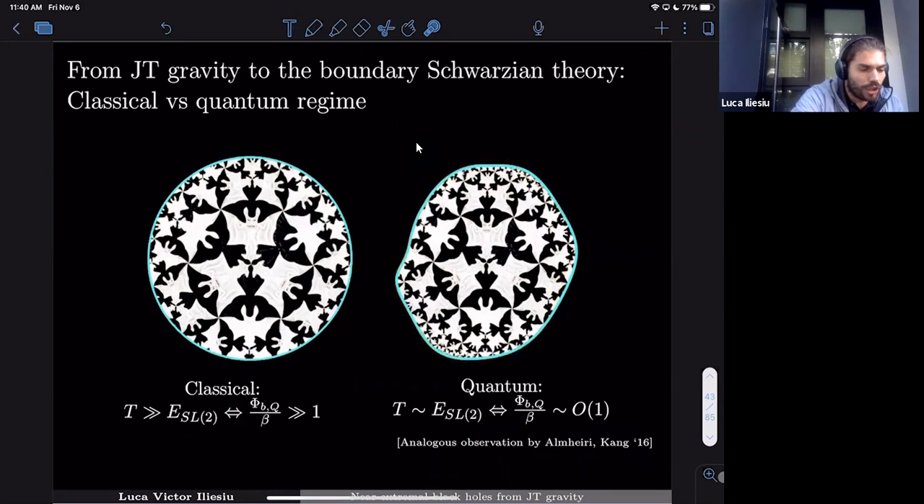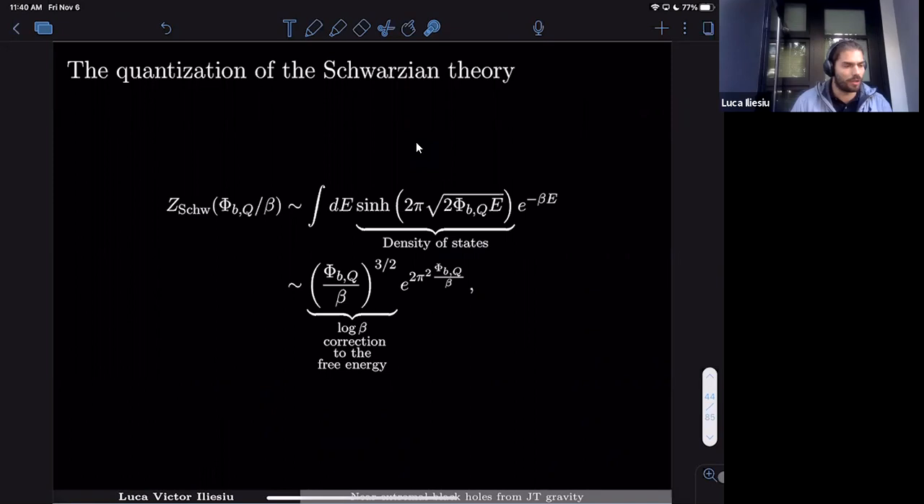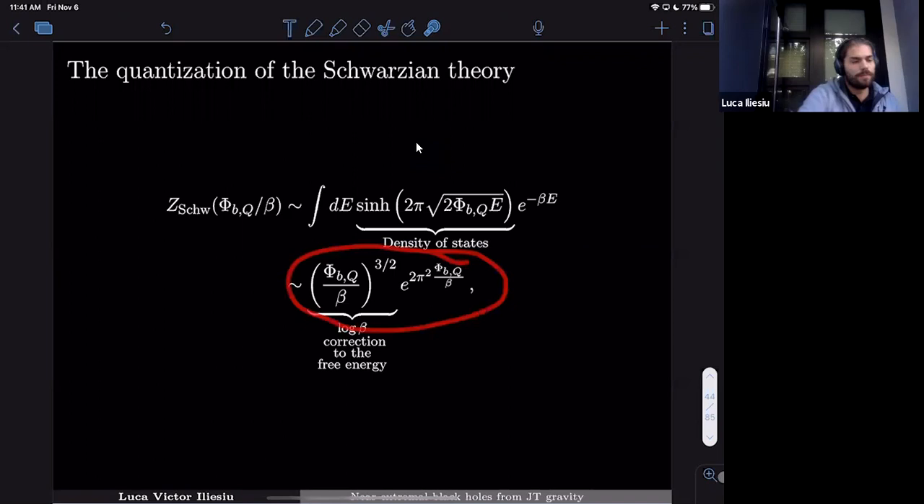Good. But luckily, as I previously mentioned, one can actually quantize this theory even when this boundary fluctuates a lot. So this was done, I think, first by Stanford and Witten using a technique called localization. And one finds that the partition function of the Schwarzian can be written as a sum over energies, just like the partition function of any other system, where the density of states is given by this factor sinh of 2 pi square root of E. So notice that at large energies, as I previously mentioned, these black holes have a density of states that goes like e to the square root of E. This is precisely the behavior of this sinh, but at low energies, the behavior is drastically different. So if I actually do this integral explicitly, you obtain this very simple partition function that solely depends on this ratio, phi_b over beta.